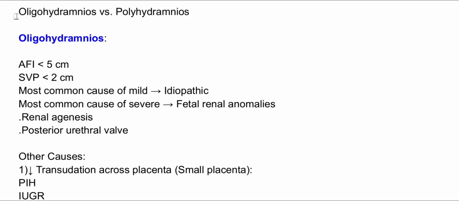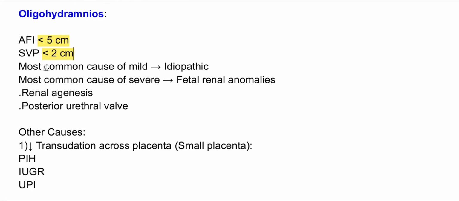Today's topic is oligohydramnios versus polyhydramnios. Oligohydramnios. AFI is the amniotic fluid index and SVP is single largest vertical pocket. Now the normal value of AFI is 5 cm to 24 cm, whereas SVP is 2 cm to 8 cm. So when the AFI is less than 5 cm and SVP is less than 2 cm, we will consider it as oligohydramnios.